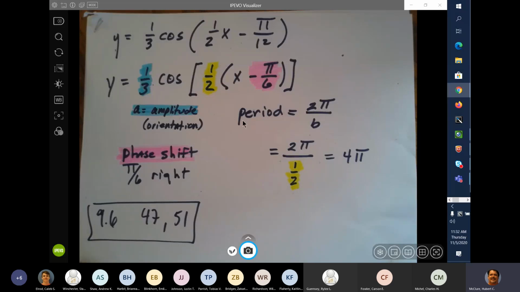So if you want the period, you take 2 pi and put it over b, and then you simplify it. So the period of this function is 4 pi. This right here is your horizontal shift, but with trigonometric functions, it's called a phase shift. And a negative pi over 6 means pi over 6 to the right.